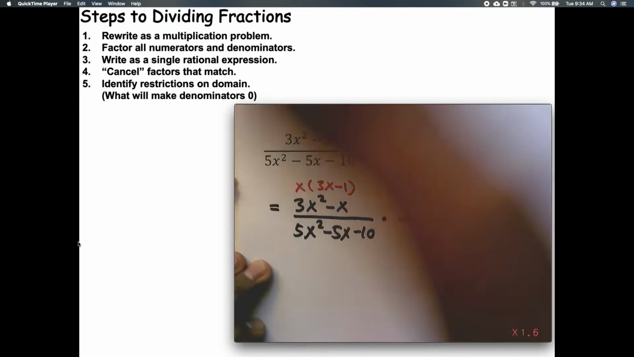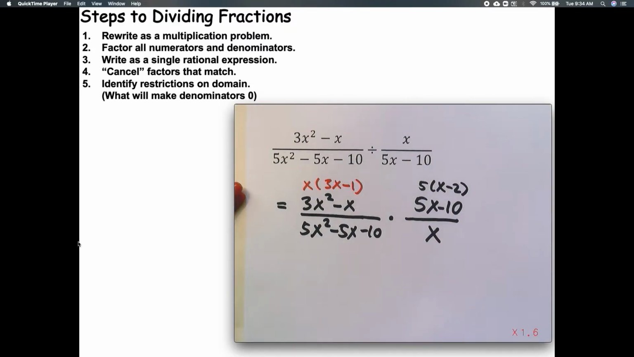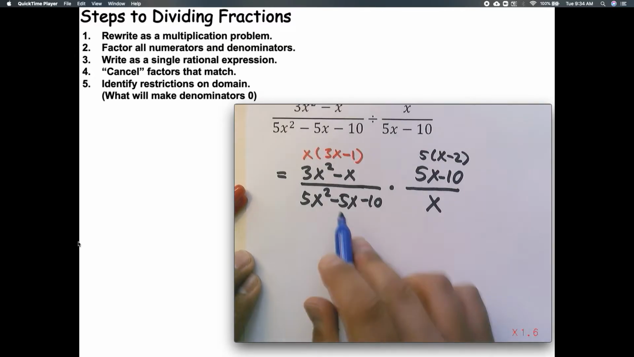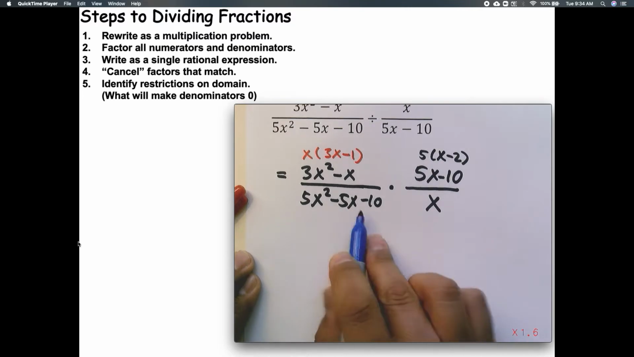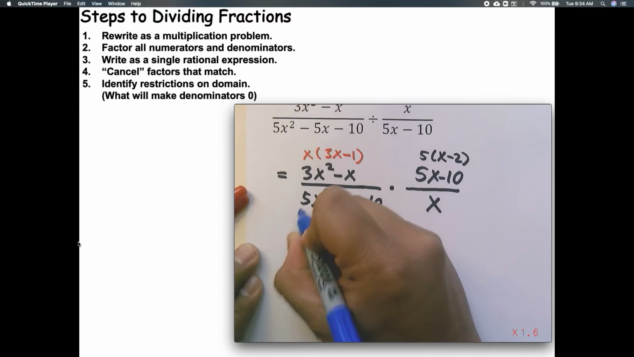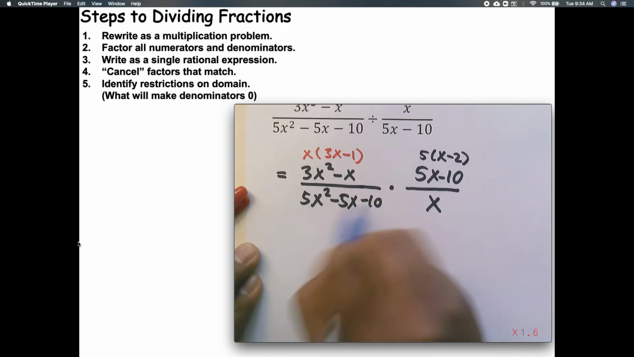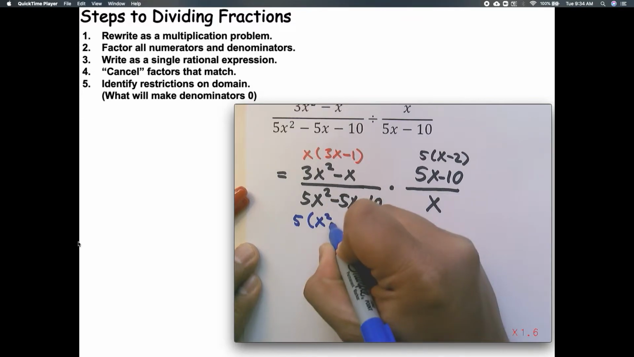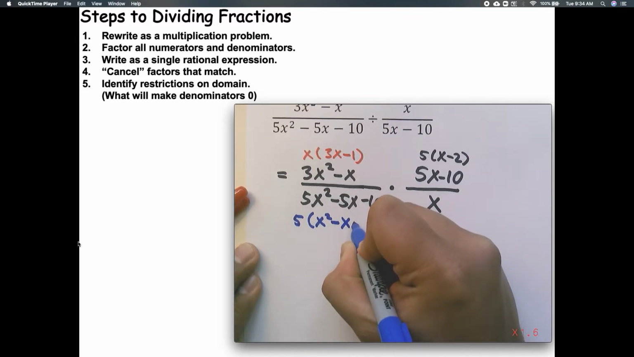Okay. Next one is this bottom one. This bottom one looks like it has a little bit of work involved. I can either write it off to the side, but it's in a nice spot right here, so I can just show my work right below it. I can pull off a GCF first. So 5, I get x squared minus x minus 2.